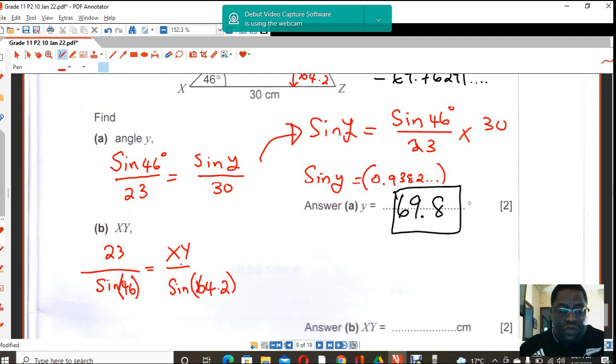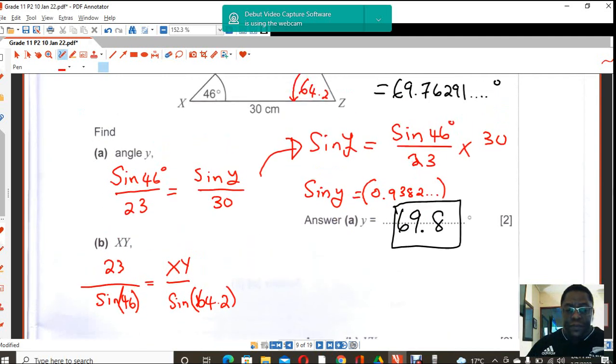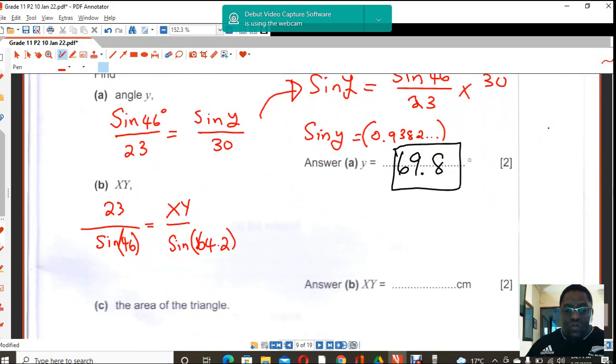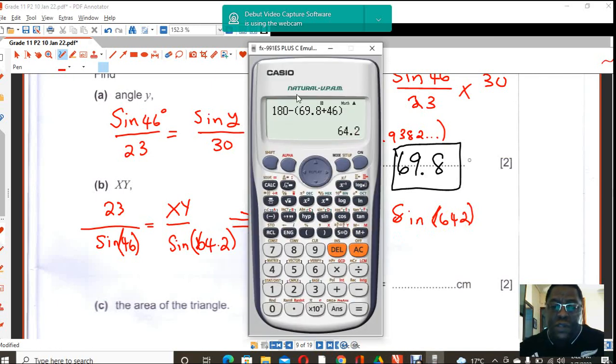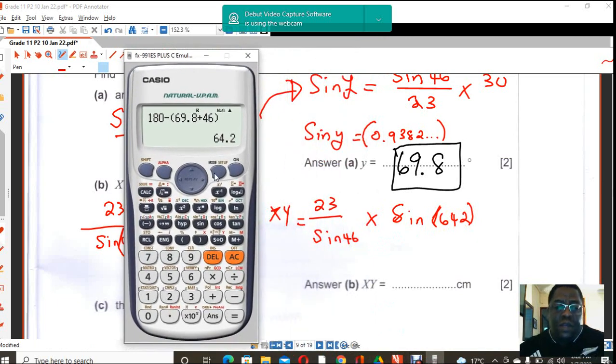Right. Now, in order for you to isolate the xy, you simply say this gives us that xy equals 23 over the sine of 46 multiplied by the sine of 64.2. Okay, so that's going to give us the value of xy, and then we're going to give it to three significant figures.